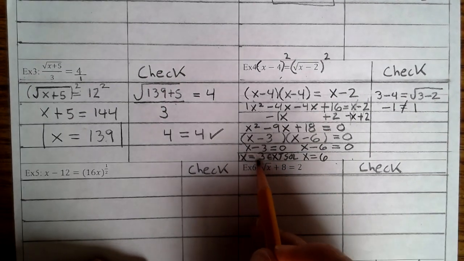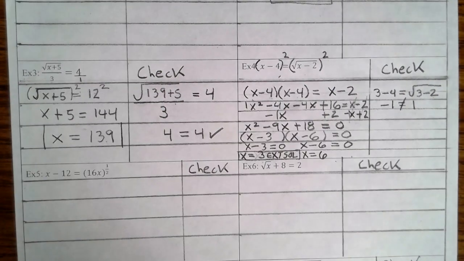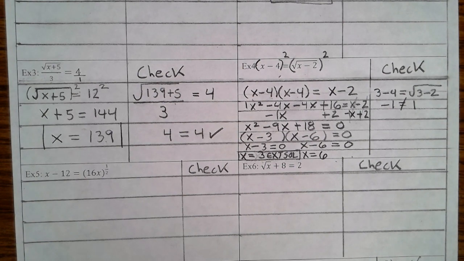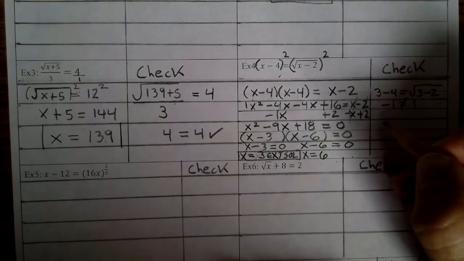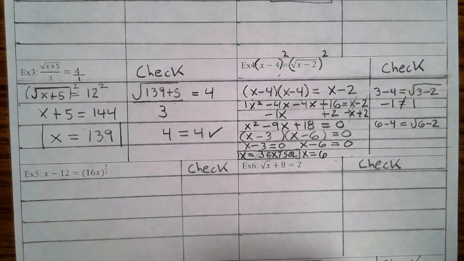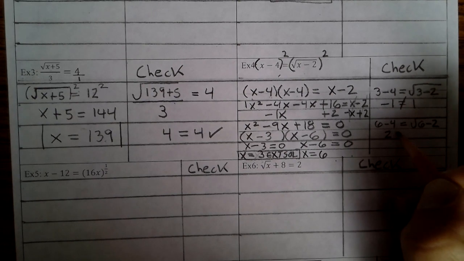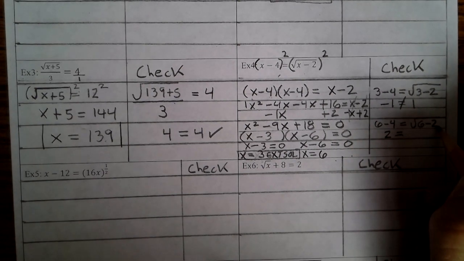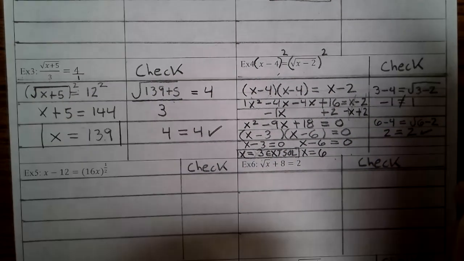Okay? Now let's take a look at 6. So 6 minus 4 equals the square root of 6 minus 2. Well, 6 minus 4 is 2. Equals 6 minus 2 is 4. Square root of 4 is 2. So 2 equals 2, checks. So x equals 6 is a solution. Okay, so I'll go and finish up example 4.